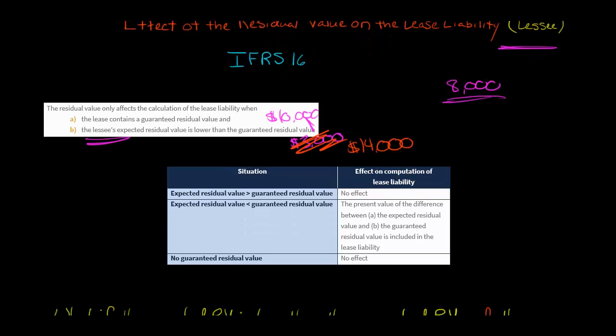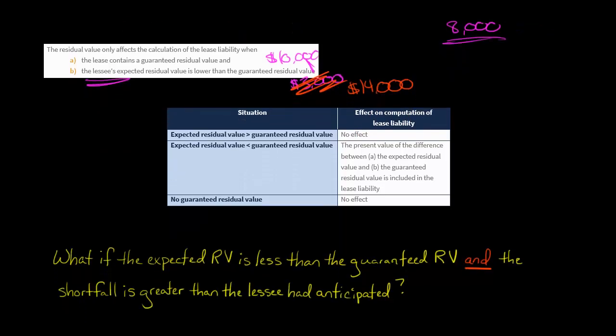Now, there's an additional complication here. This is going to get a little complicated, so hang with me. What if the expected residual value, what the lessee thinks the residual value would be, is less than the guaranteed residual value, and that shortfall, which up here was 7,000, what if that turns out to be even greater than, so we said 7,000?